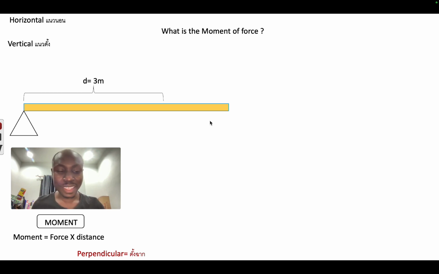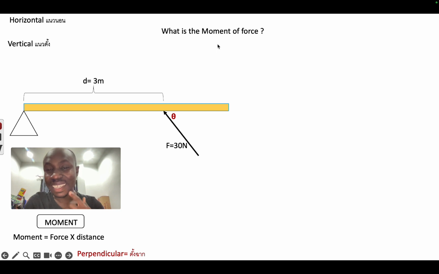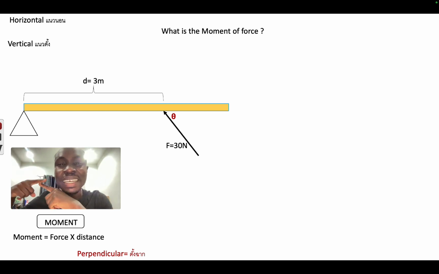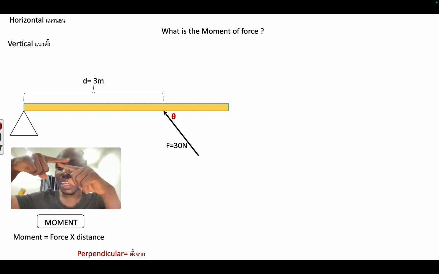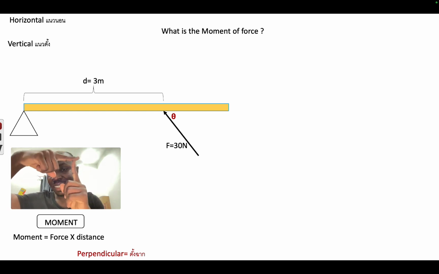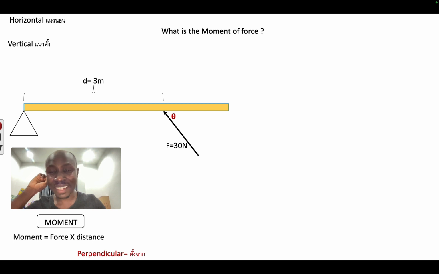So I have a bar and I put a force of 30 newtons about 3 meters away from the pivot, and my force makes an angle theta. So what is the moment of my force? Now we said moment is what? Force times the perpendicular distance, right? But now we can see that the distance is not perpendicular to the force. So the force is at an angle. Now this is a problem. We have to find a force that is not at an angle like this, but perpendicular, 90 degrees from the bar. How do we find that?